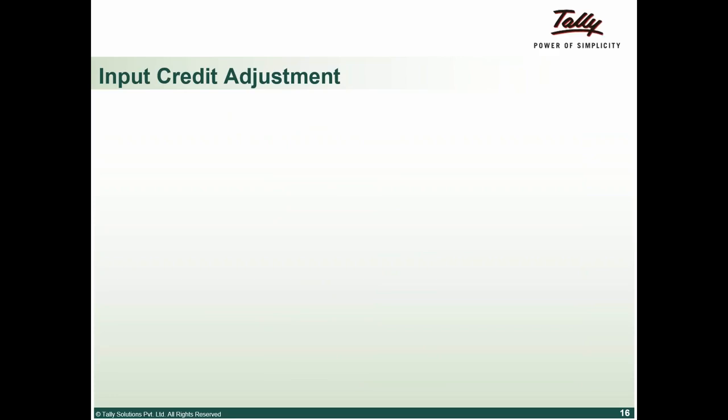Okay, the next question is the input tax credit. We were talking about CGST, SGST, and IGST, right? So supposing I have CGST, SGST, IGST, in what order can I set off my input tax credit against my tax liability?